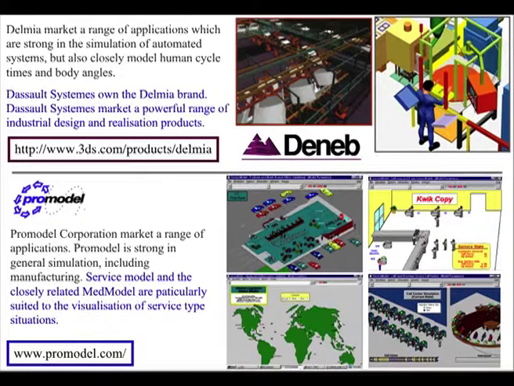Here are some example suppliers of simulation systems. Delmia, a range of applications which are strong in the simulation of automated systems, but also closely model human cycle times and body angles. Dassault Systèmes own the Delmia brand, and there is the web address for Delmia.